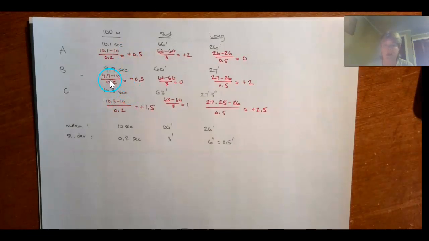So here, this competitor was a half a standard deviation below average. Here, this competitor was a half a standard deviation above average. And then competitor C was actually 1.5 standard deviations above average. One thing to keep in mind here is that for 100-meter dash times, being above average is actually worse, because that means you were slower.